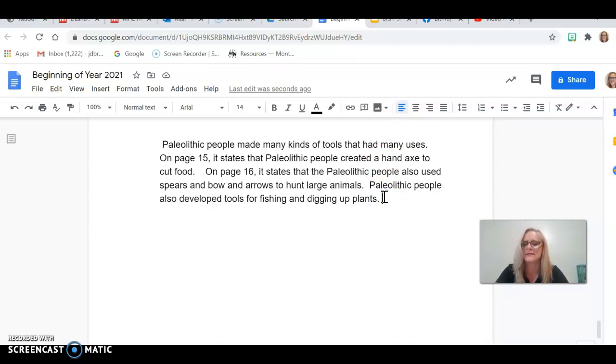How would we explain that? I'm giving you time to think. Go ahead and think about it. Good. So yeah, they helped them survive. So each of the tools developed by the Paleolithic people helped the group survive. That would be our explanation.